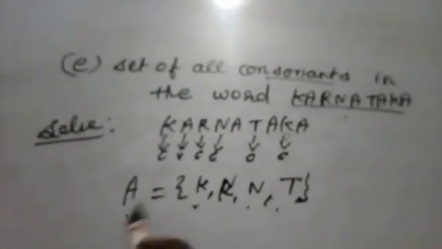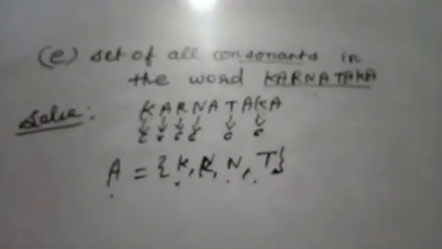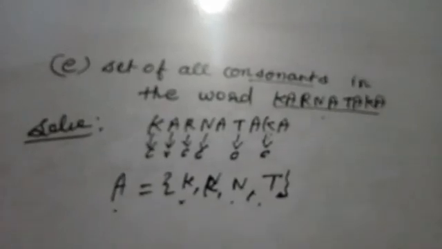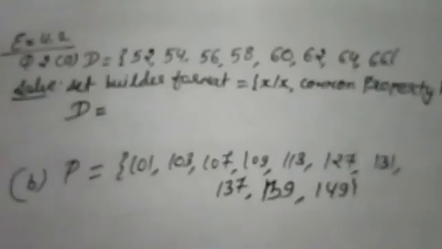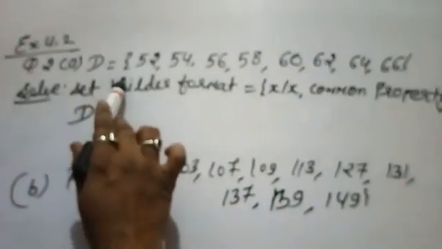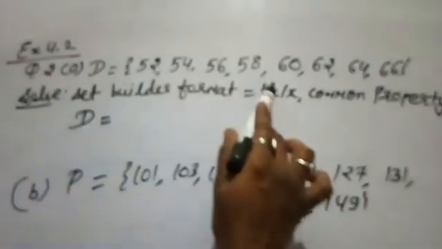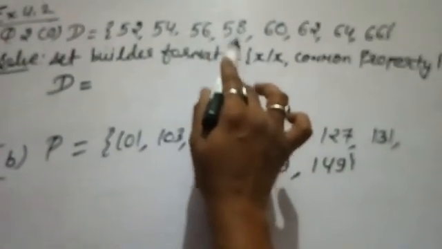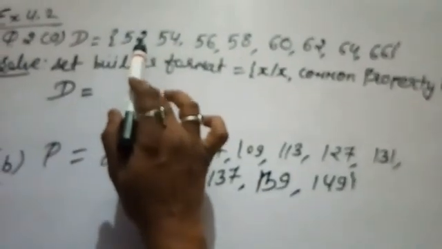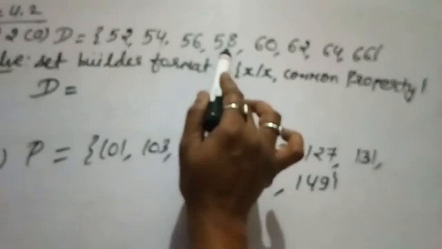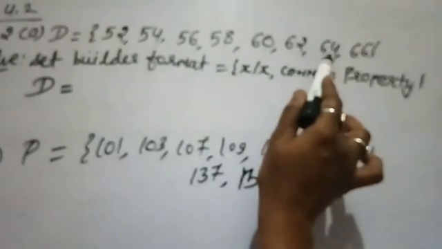Now come to question number 2. In question number 2, we will represent the elements of a set in set builder form. This is question number 2, and we have to represent set D in set builder form. The set D is given in roster form, and the elements of set D are 52, 54, 56, 58, 60, 62, 64, 66.